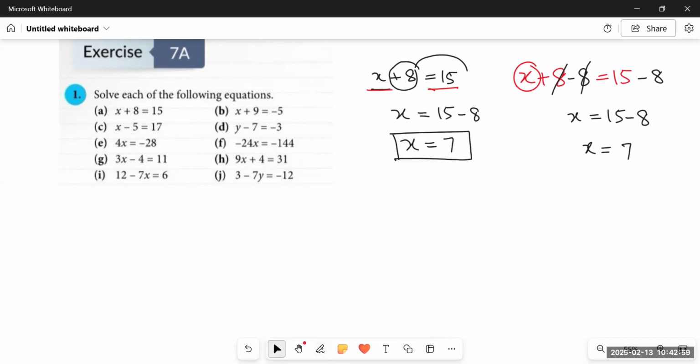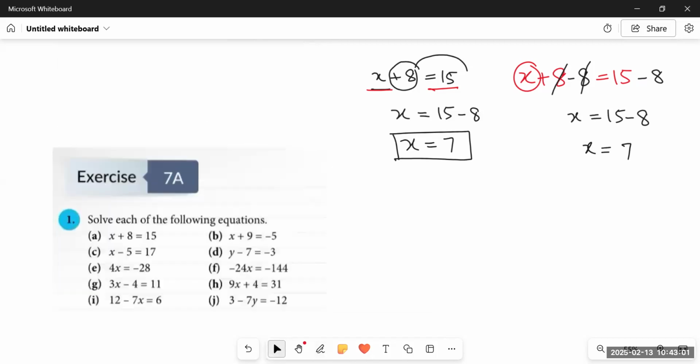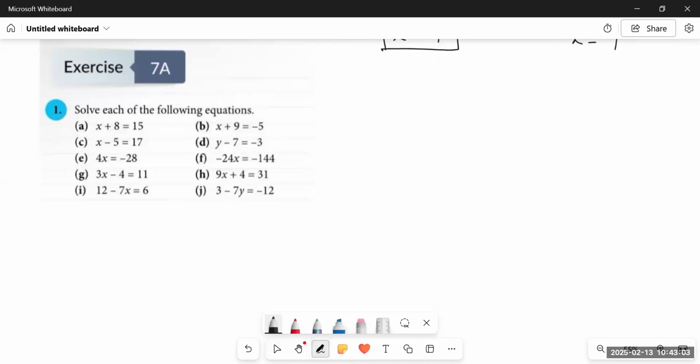Okay, students, now let's do practice, and practice will help you solve it much faster. So it would be x plus 9 equals minus 5. We have to focus on the number that we have to remove from the variable. So this time we have a plus 9. When we remove it, x equals minus 5 would remain the same.